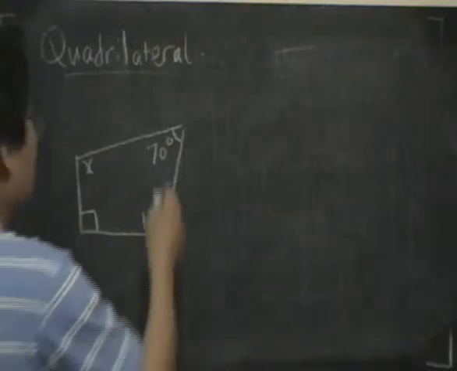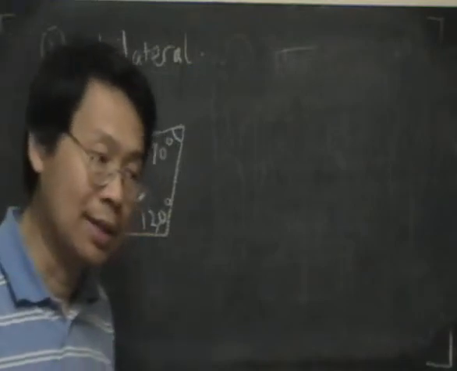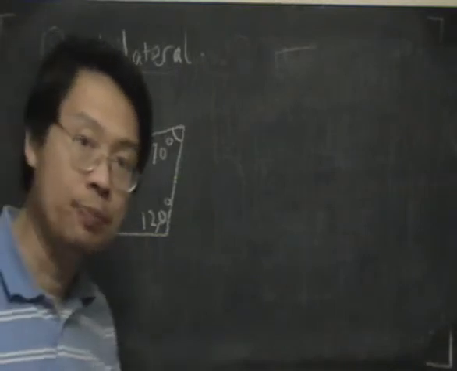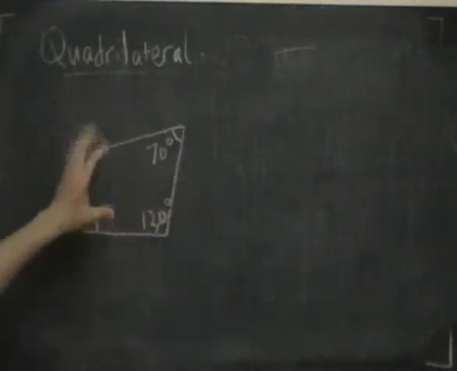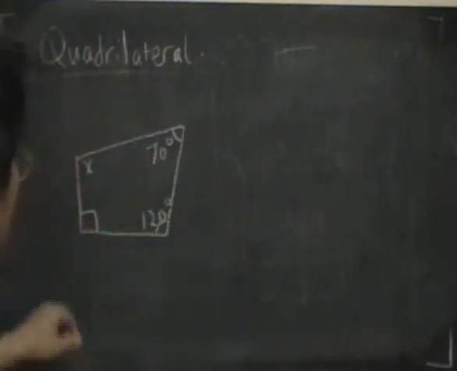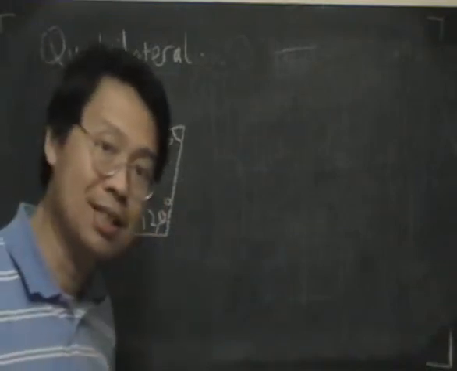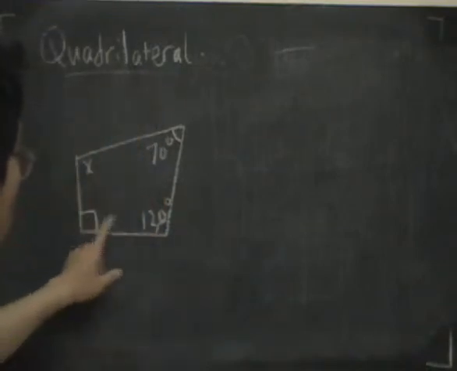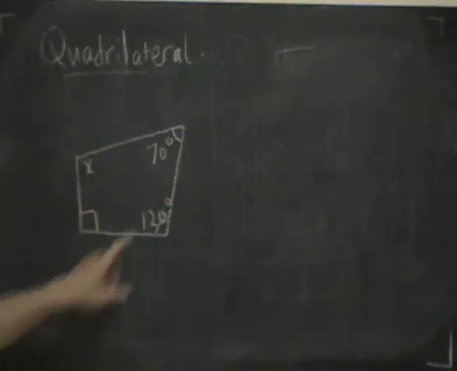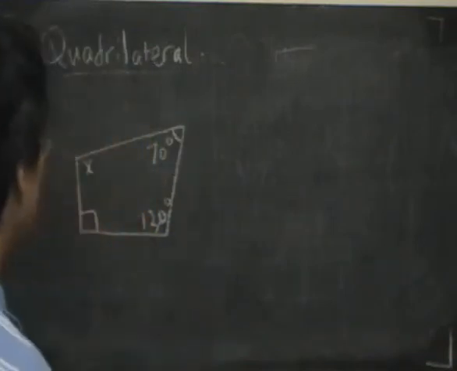To do this question, we have just learned that the sum of the angles in a quadrilateral, a figure that has 4 sides, is equal to 360 degrees. So that means that if I add up all these 4 angles, the answer must be 360 degrees. Now since we are given 3 of them, we can get the remaining one if we subtract those 3 from 360 degrees.